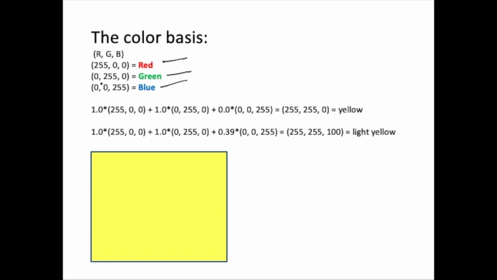Many drawing software applications allow you to set the color of an object using an RGB scale. Each color is assigned a value between 0 and 255, so a 3-number vector defines a specific color. 255, 0, 0 defines red. 0, 255, 0 defines green, and of course 0, 0, 255 defines blue. Any color can be represented by a combination of these three. If we take 1 times the red vector plus 1 times the green vector plus 0 times the blue vector, we get 255, 255, 0, and that's yellow.